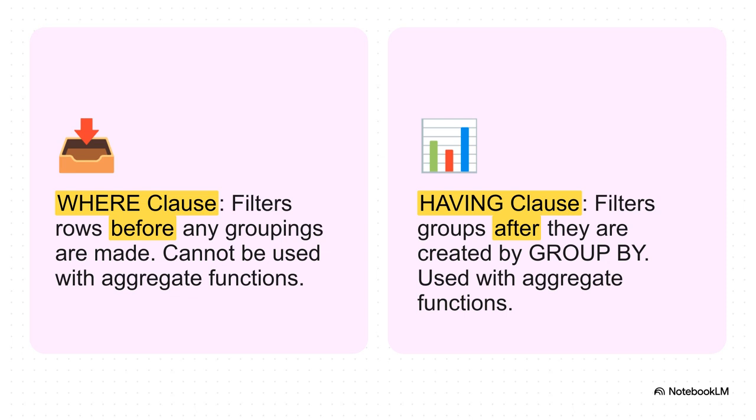Both where and having are filters, right? But the key is when they filter. The where clause jumps in early. It filters rows before any grouping or calculations happen. The having clause, though, it waits. It filters the groups of data after they've been created and aggregated. So, simple rule: use where to filter the raw data, use having to filter the results of your calculations.